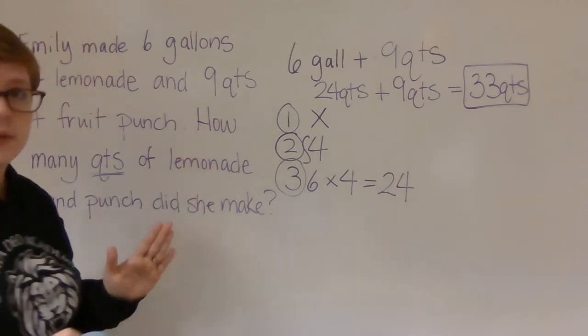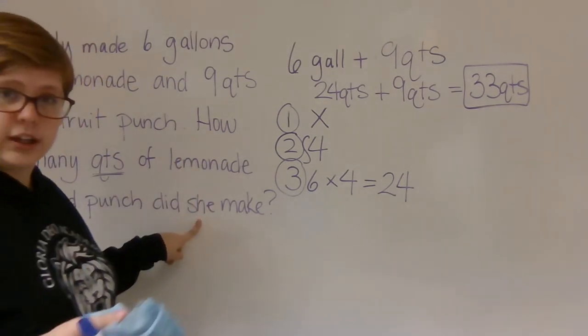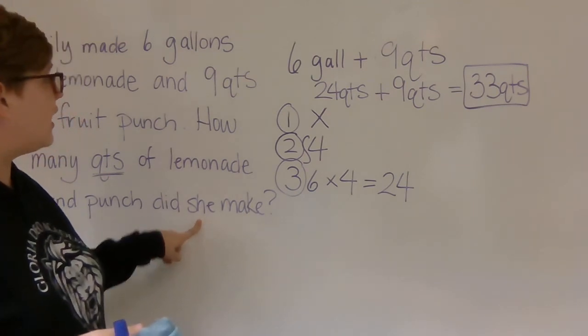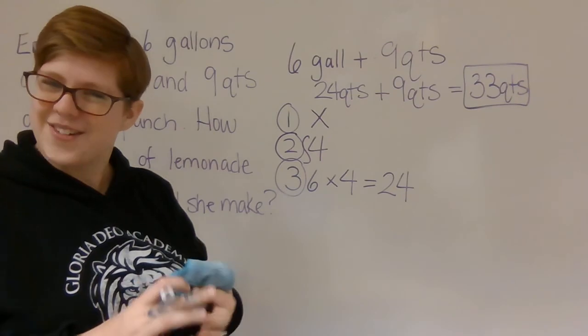So the first thing that we do for word problems is look for the last sentence to see what they're looking for. And then we know what kind of problem we're going to do. There you are. I hope that helped.